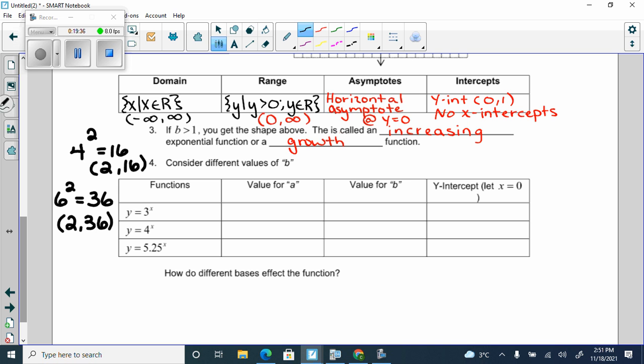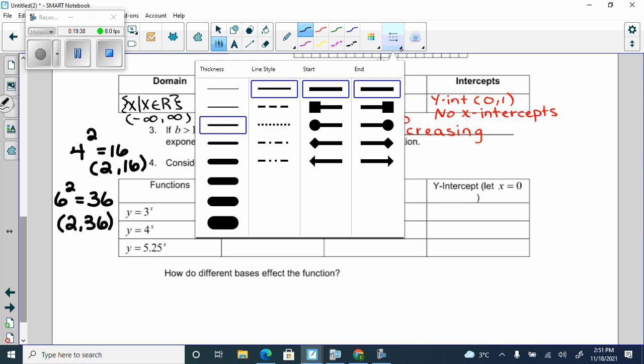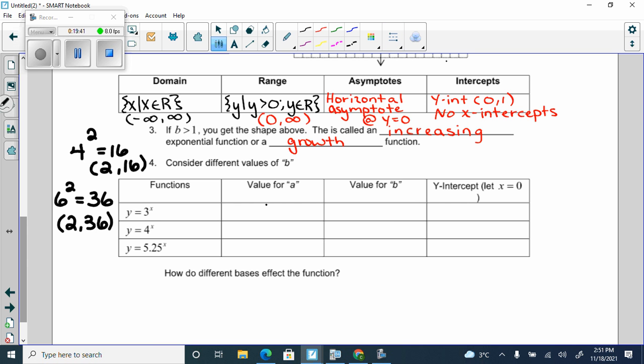Okay. So what's the value for a for all three of these? 1. Is a the y-intercept all the time? Ruining my life every day with you.